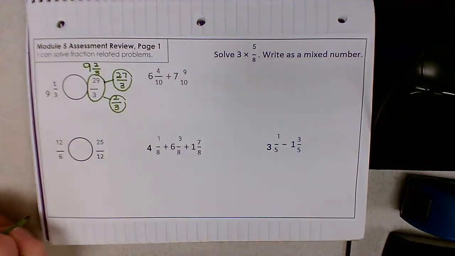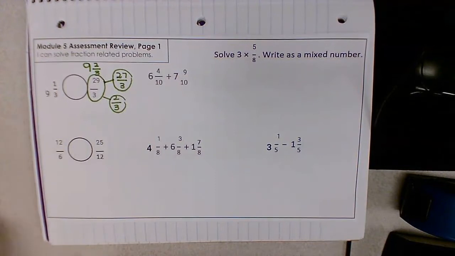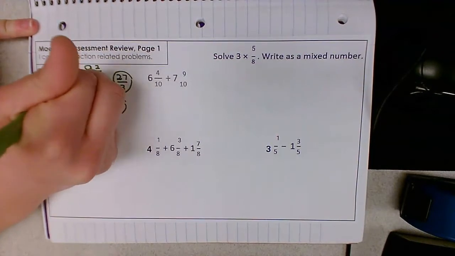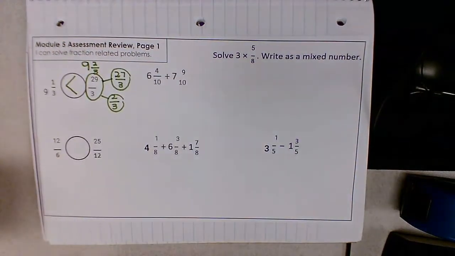Now this is much easier to compare. The hungry alligator eats the fraction that is greater. So would the hungry alligator rather have 9 1/3 or 9 2/3? If you said to yourself 2 thirds, you are correct. We're going to point that mouth towards 29 thirds.